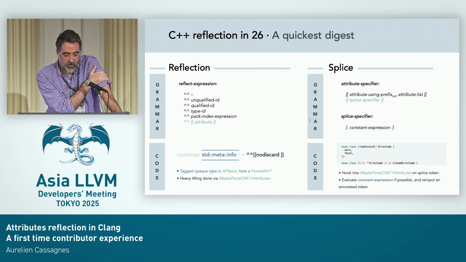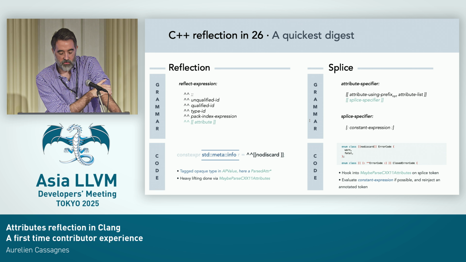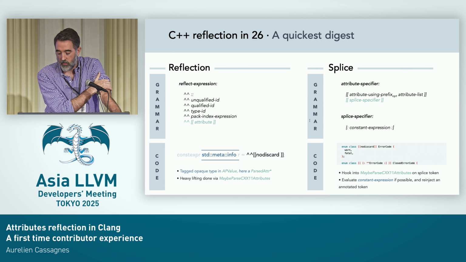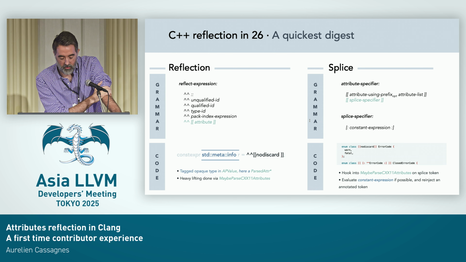So for broader context, reflection comes along with two new operators to go back and forth between the value and the grammatical domain. At this stage, basically all you need for your proposal is to talk to people. They will tell you it's a terrible idea, but then you still do it anyway.